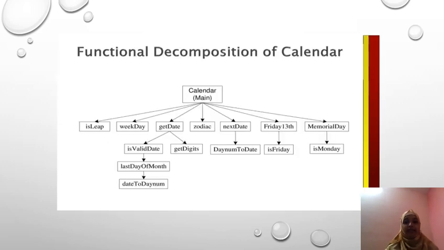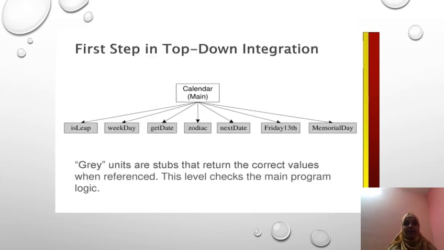So let's have a look at the functional decomposition of the calendar in the form of a flowchart. It consists of leap year, weekday, get date, zodiac, next date, Friday 13th and Memorial Day. The first step is top-down integration. Gray units are the stubs that return the correct values when they are referred to. This level checks the main program logic.